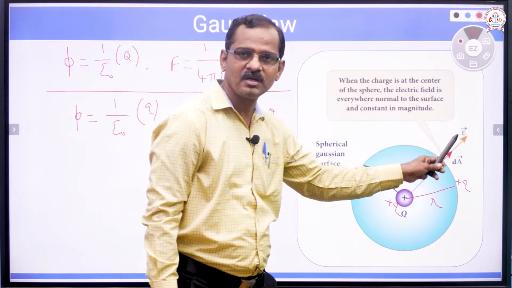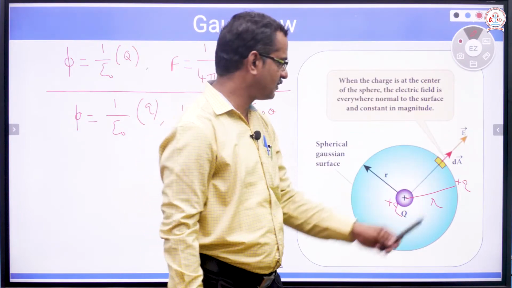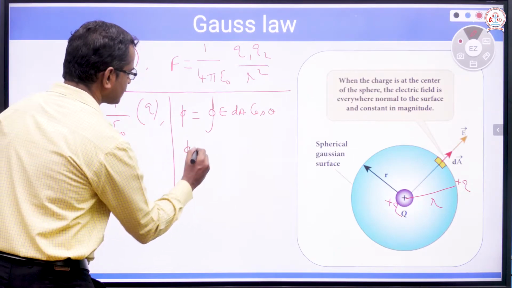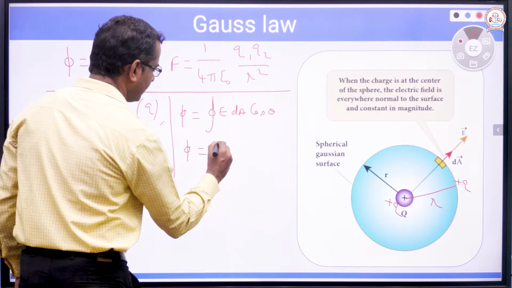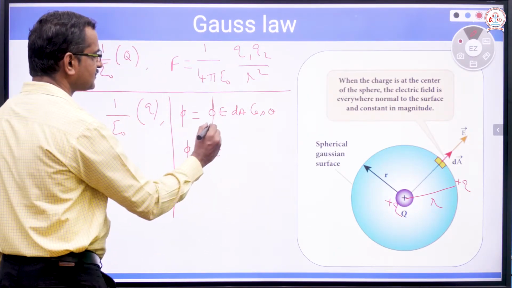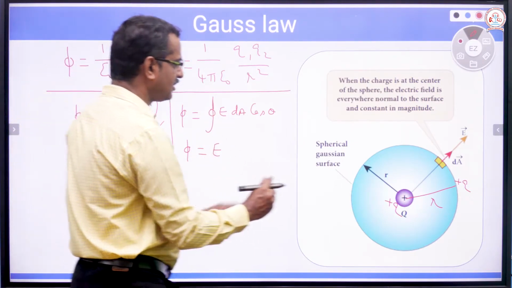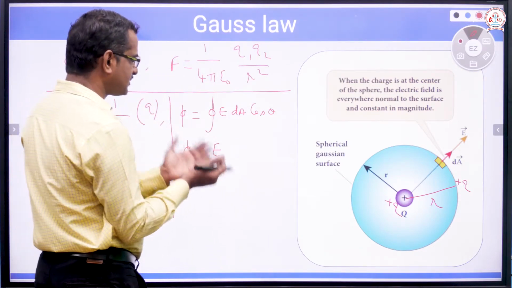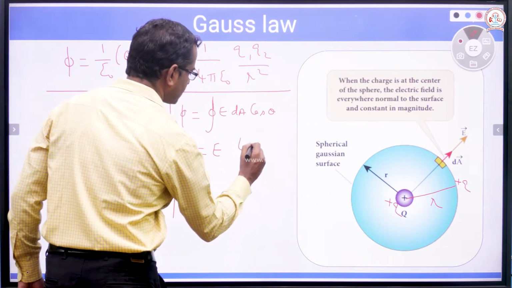The angle between the normal to the surface and the electric field direction, theta, will be 0, and cos 0 is 1. Then the flux phi is equal to E, the electric field there, times the closed integral of the area, which is the total surface area of the sphere, 4 pi r square.